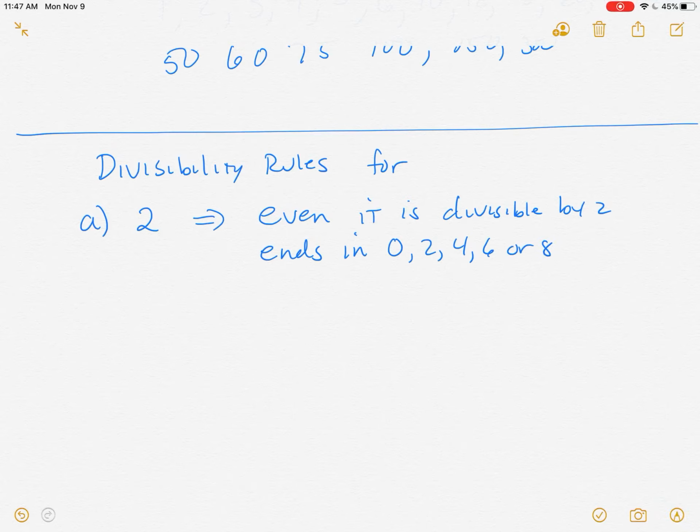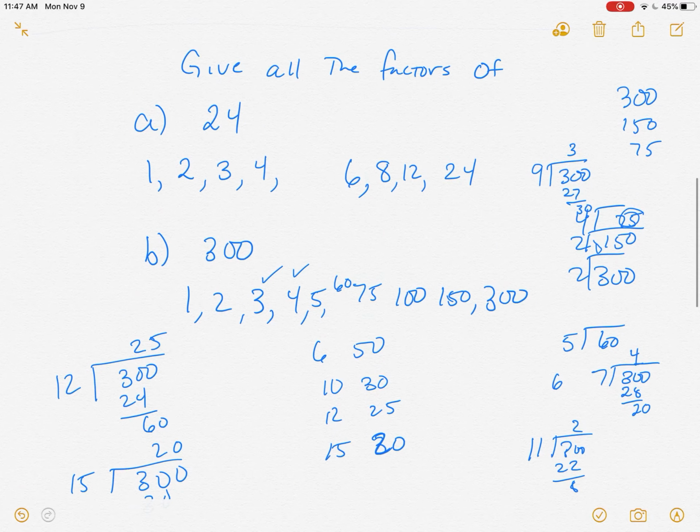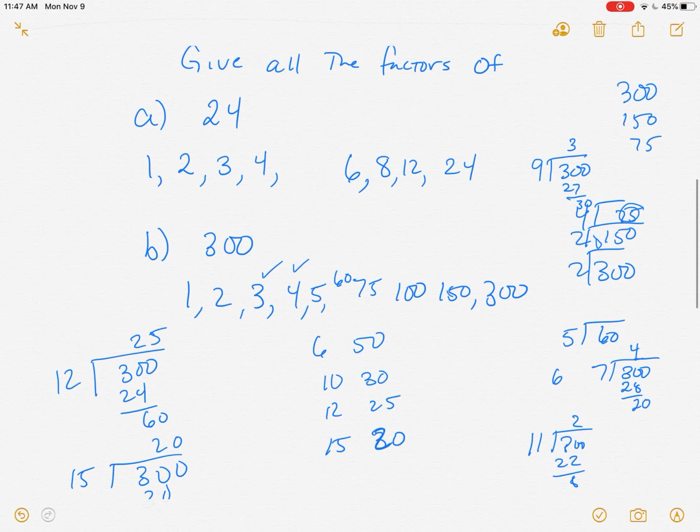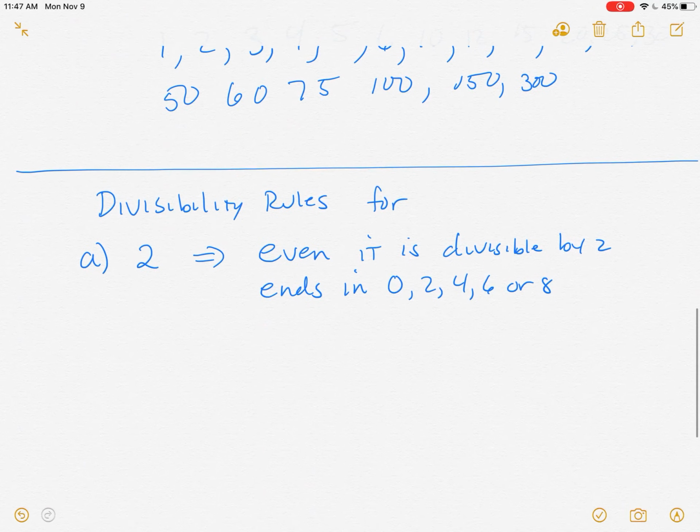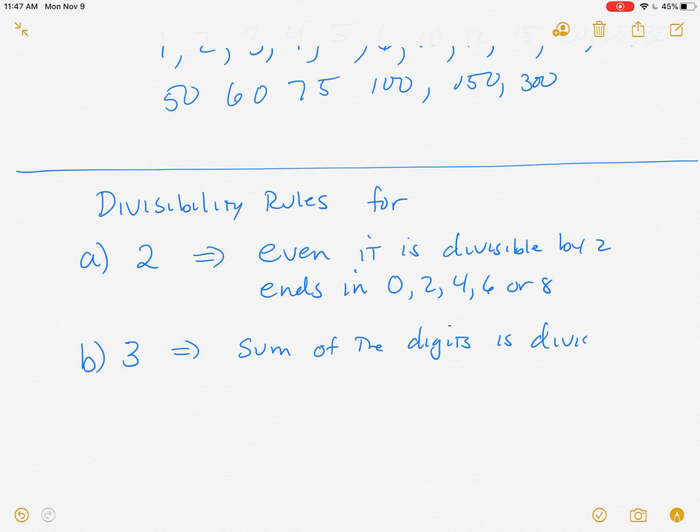So when we looked at 300 and also 24, both of those numbers were divisible by 2 because they were even in nature. They ended in a 0 in one case and a 4 in the other. So if it ends in 0, 2, 4, 6, or 8, it's definitely going to be divisible by 2, and we should take the time to do that. A number is divisible by 3 if the sum of the digits is divisible by 3.